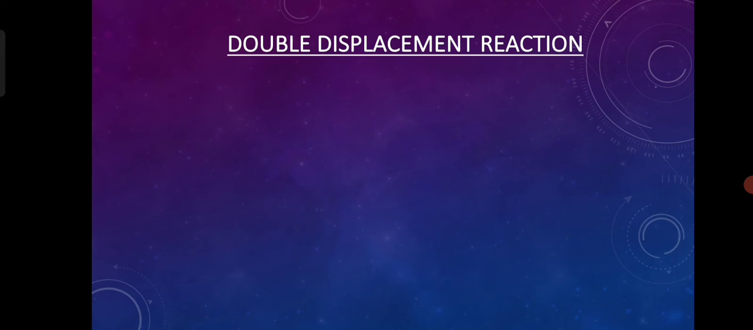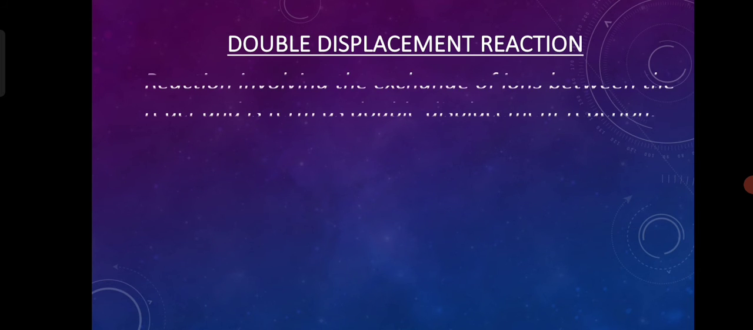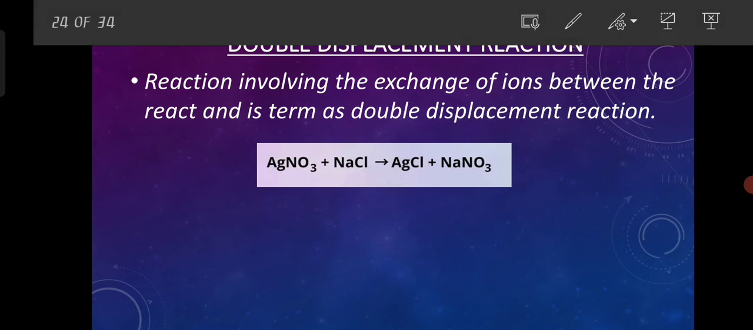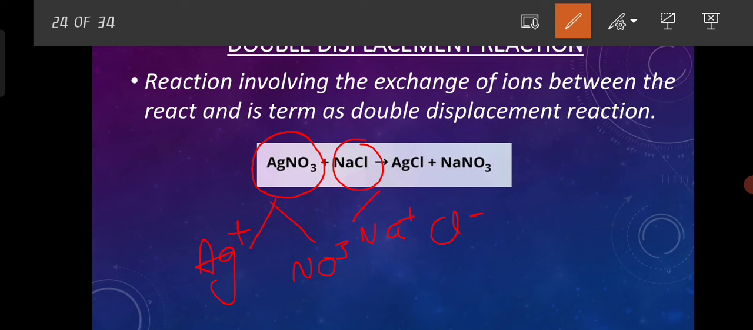In case of a double displacement reaction, this is also one of the most important reactions. You know what happens during the double displacement reaction? Nothing really happens. It just involves an exchange of ions. Let me make it very clear. So this is a compound. This compound will split into Ag plus and NO3 minus. And this compound NaCl will split into Na plus and Cl minus.